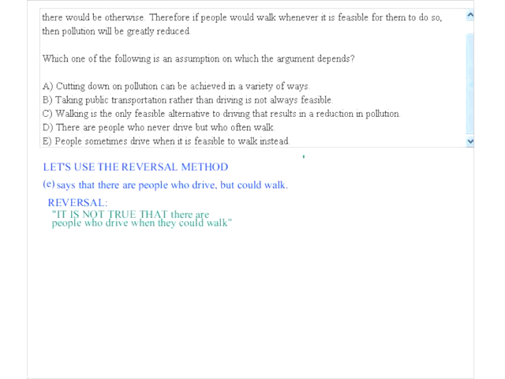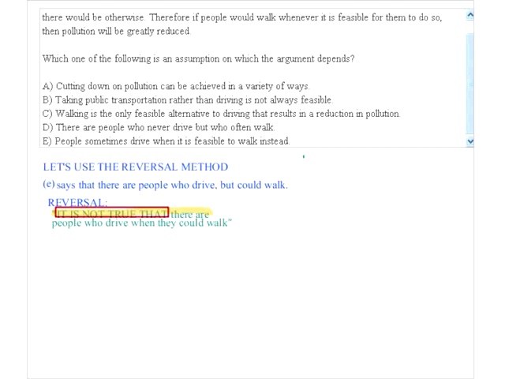Yeah, the one that was just typed in the text box is the correct reversal, the one typed by a user called Nindi. Remember, you've got to be really careful about the way that you reverse these things. It helps to actually just stick these words in front. It is not true that. And then you see what you get out of doing that.